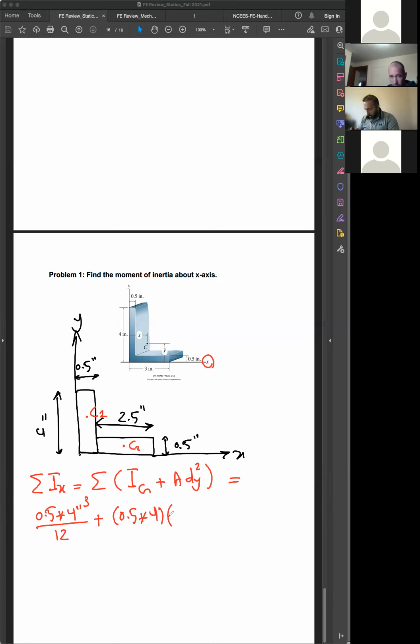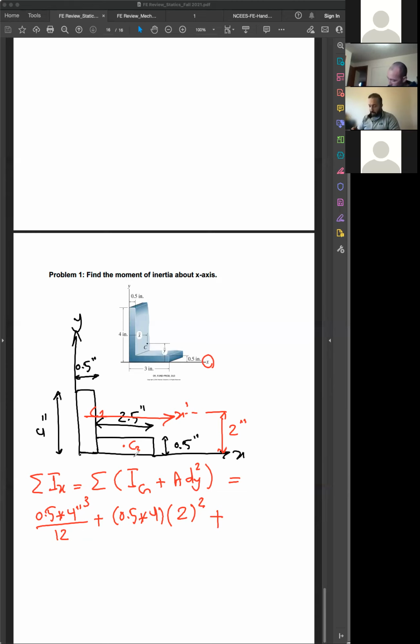times 4 times dy squared. Meaning, what is the difference between the axis passing through the centroid of this figure and the axis of interest, which is this one? So how much is this distance? Tell me. It would be half of 4, right? It would be 2 inches. 2 to the power of 2, A d squared. Okay. Plus, now we go to this small rectangle.